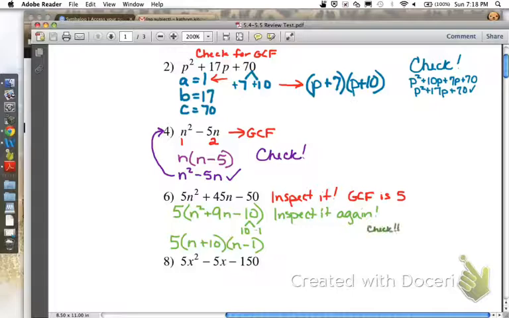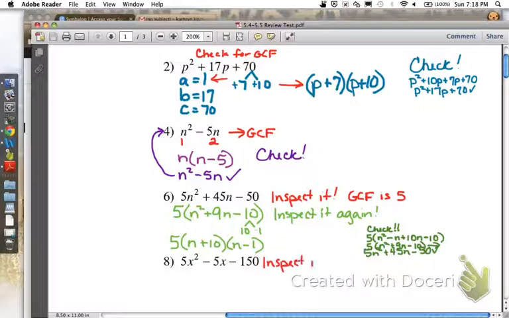Of course, you want to check it to make sure it is what you started with. So you're just going in forward motion now. In other words, you're multiplying your binomials, otherwise known as FOILing it, and making sure that it equals what you started with. Don't drop that 5 off either. That's a very common mistake. And it does equal what we started with.